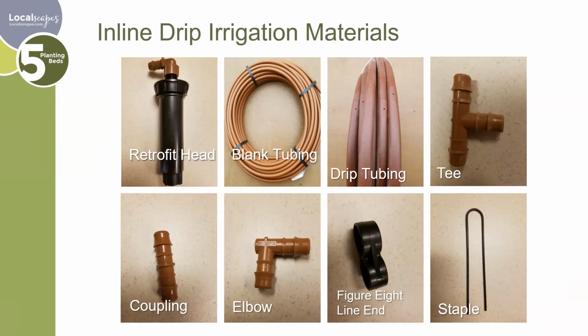That figure 8 is a little piece that helps cut a line off so that water's not leaking out at the end of it. And then staples: when you put the tubing down on the ground, you want to put the staples into the ground with that little curve going over the line so that it keeps the tubing down a little easier. And then you would put your mulch on top. So that just helps keep everything in place.